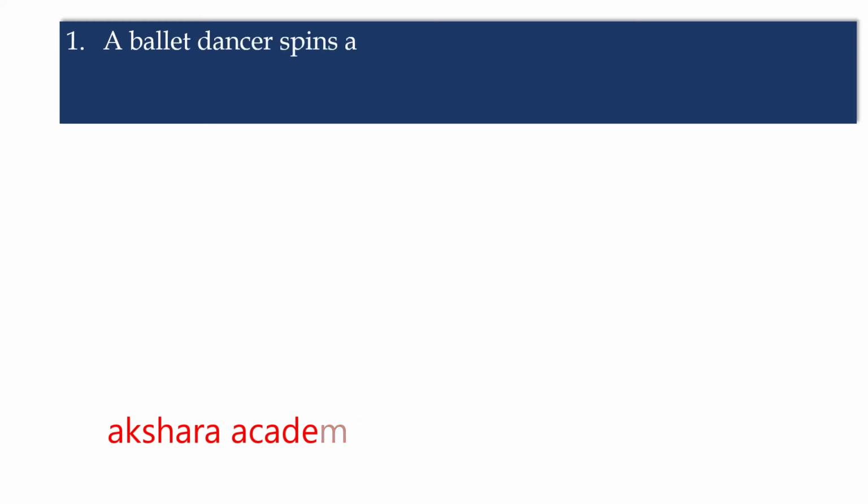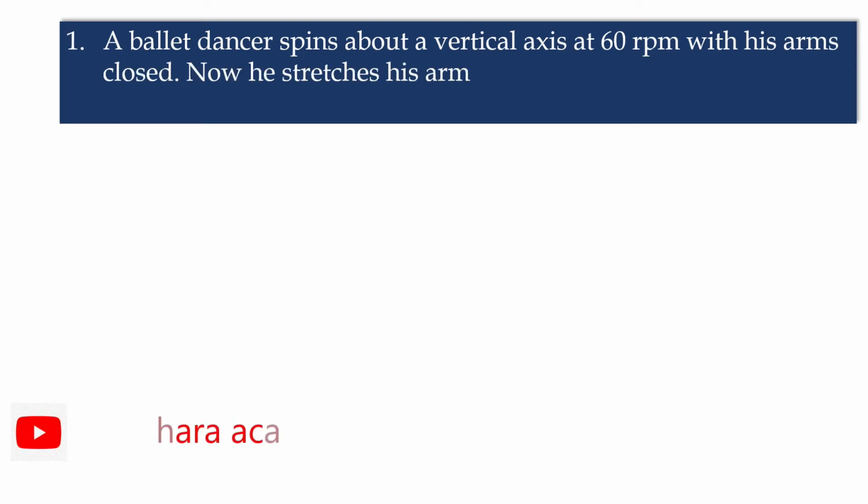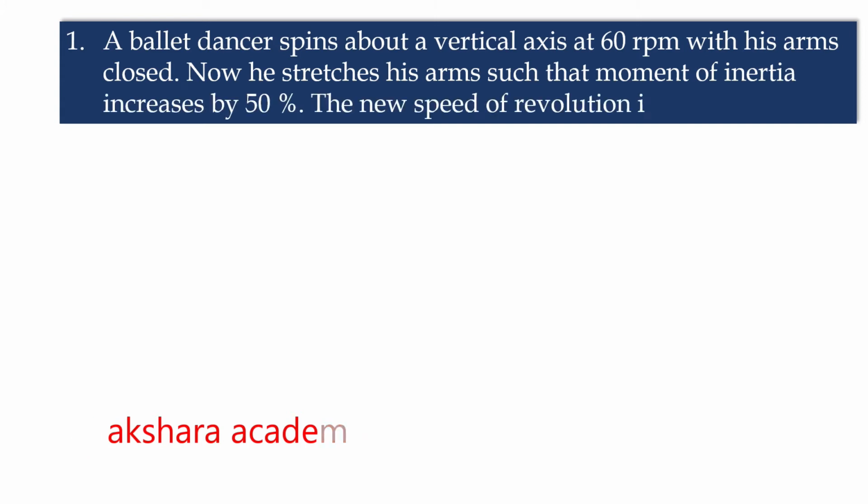First, in this question, a ballet dancer spins about a vertical axis at 60 rpm with his arms closed. Now he stretches his arms such that moment of inertia increases by 50%. The new speed of revolution is. Let us go to the solution.